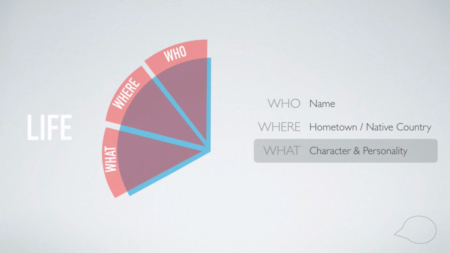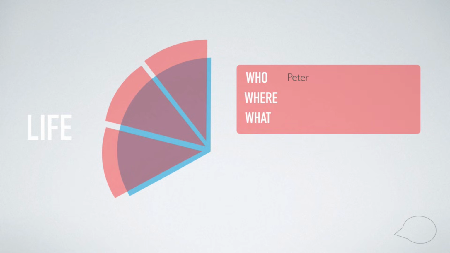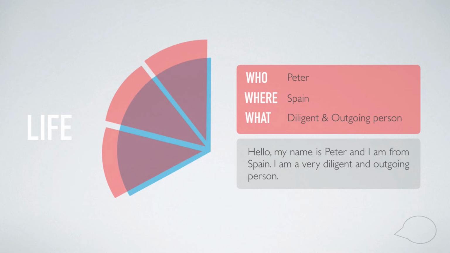So let's look at an example for Part 1. For who, we have Peter. For where, we have Spain. For what, we have diligent and outgoing person. Now, let's see how this will be said in an actual introduction. Hello, my name is Peter and I am from Spain. I am a very diligent and outgoing person. This is a very clear and concise way of introducing yourself for Part 1.